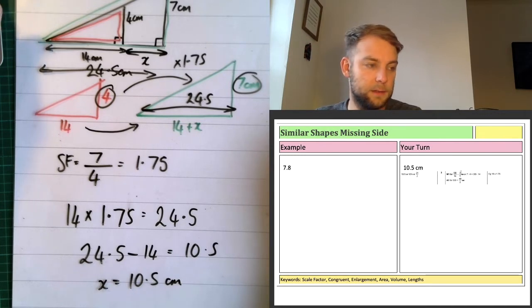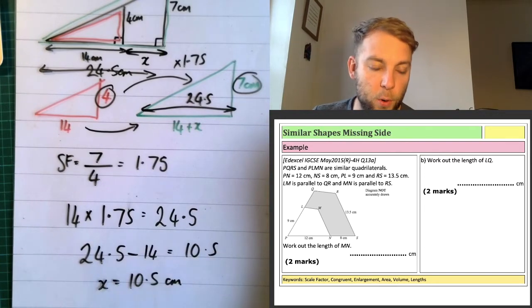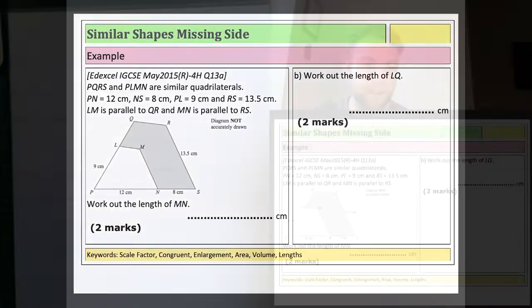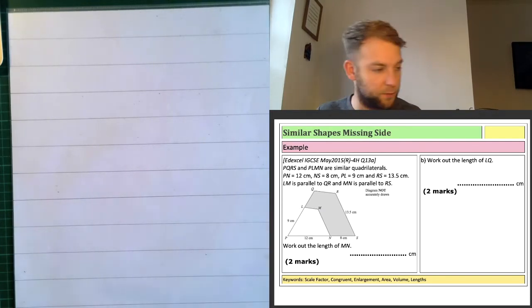Okay. So, I've got another question here. I'm going to put this up. I'm going to say pause now and have a go at this one yourself. This is a full past paper question here. So pause now and have a little go at that one yourself. So hopefully you've had a go at it. If not, if you're not too sure, I will go through it for you.